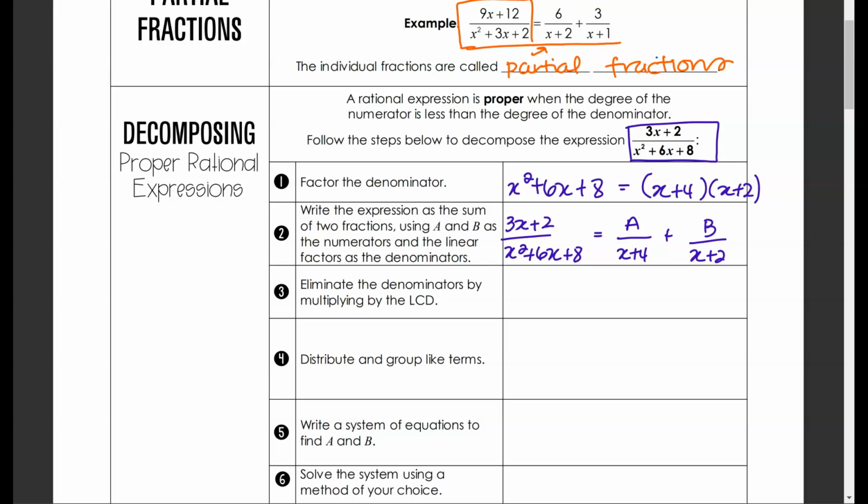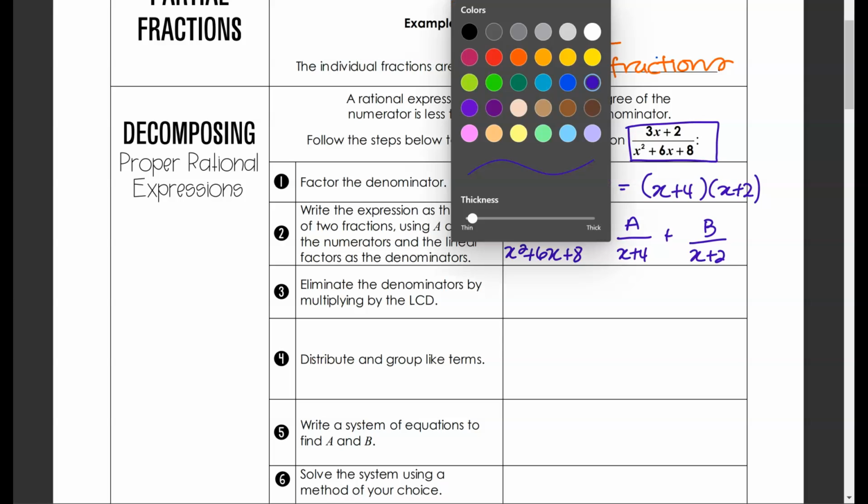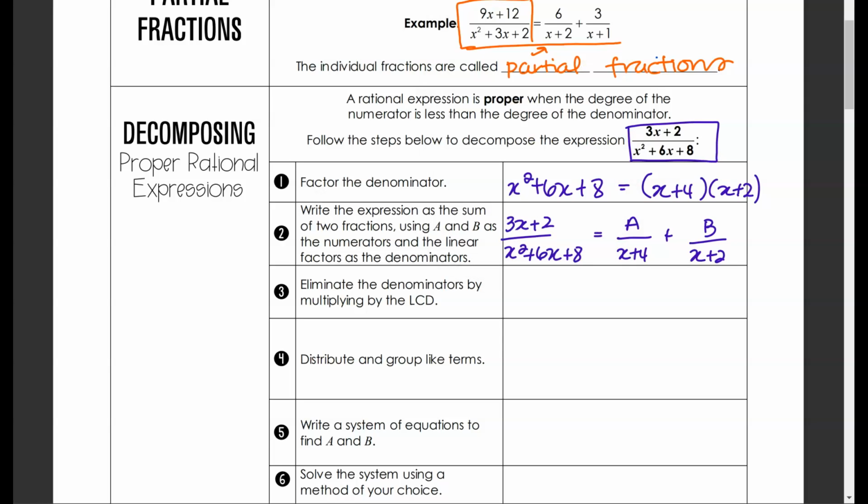So it says eliminate the denominator by multiplying by the LCD. So let's go ahead and take the LCD and multiply. So when I multiply this side by the LCD, which is x plus 4 times x plus 2, that entire thing is going to cancel, and I'm going to be left with the numerator, which is 3x plus 2.